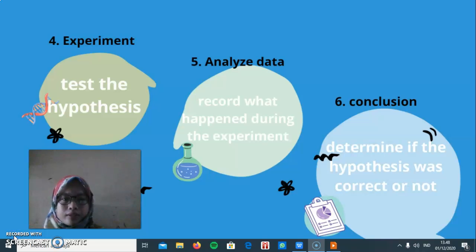And the next step is the conclusion. Determine if the hypothesis was correct or not. Review the data and check to see if our hypothesis was correct. Write a statement of how the result of our experiment relates to our hypothesis.